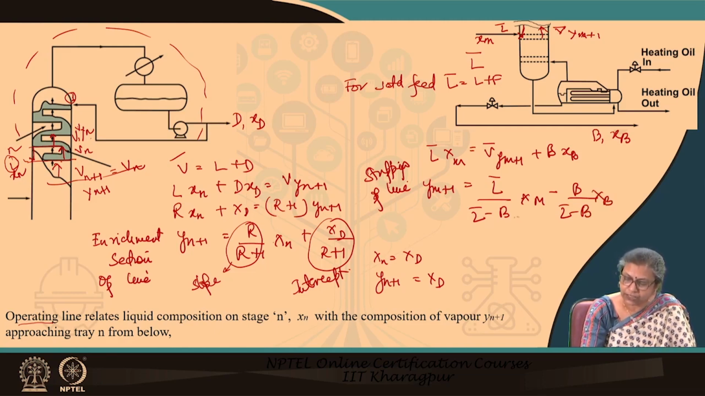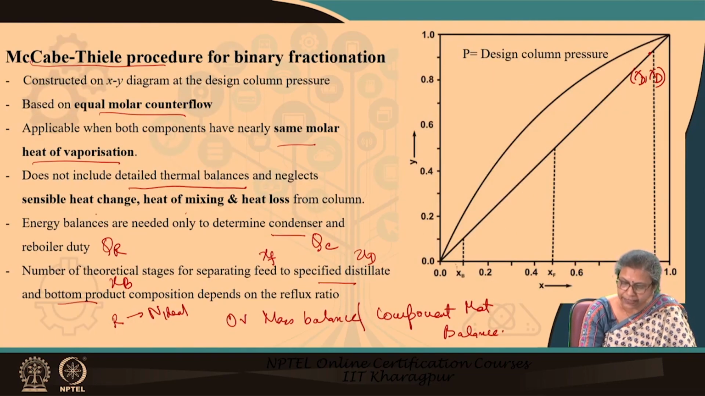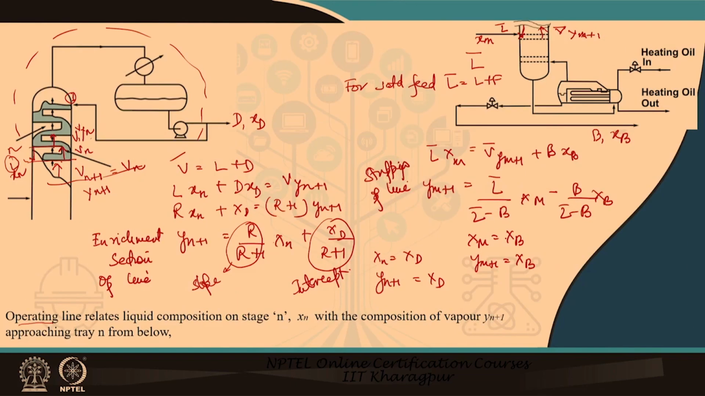Now, in this particular case also, if you put x_m equals x_B, that means for the last tray where m corresponds to the last tray, and you substitute it here, you will get y_(m+1) equals x_B. So, from here also we find that one particular point of the stripping section operating line should also lie under this particular condition.